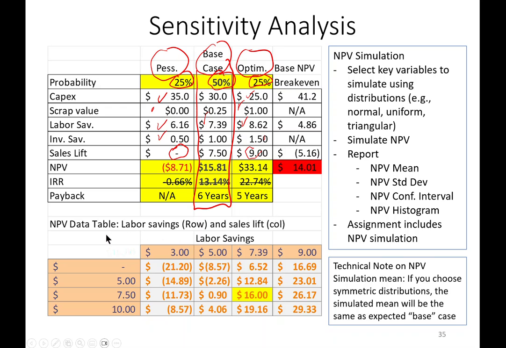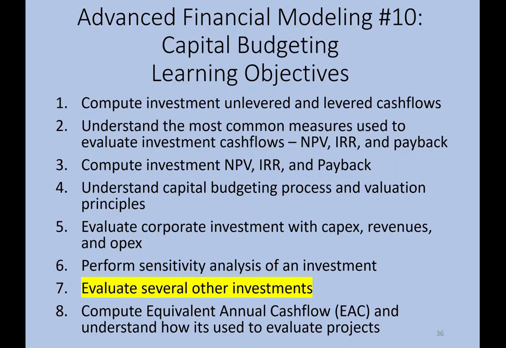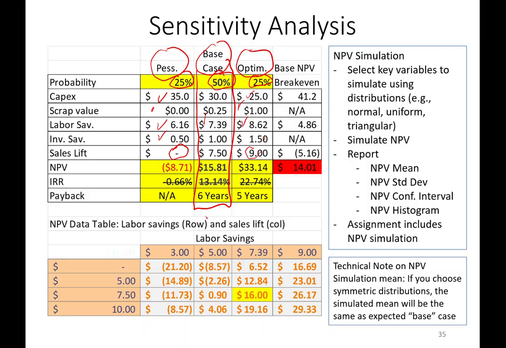And the last thing over here, what I did is I went ahead and did a data table. I looked at the labor savings and the sales lift, and I put in some reasonable values. Remember, this is my base case of 7.39 and 7.50, and that gave me a $16 million NPV. But if labor savings are 3 and the sales lift is 0, I lose $20 million. So this allows me to do some sensitivity analysis.